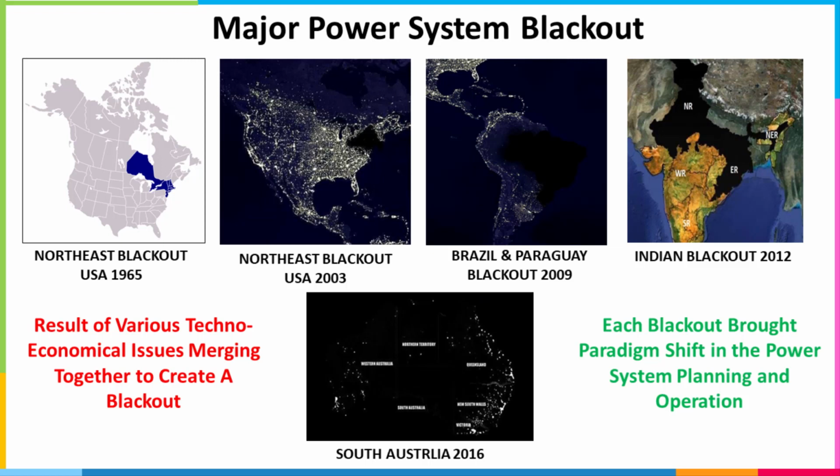So there is a very large paradigm shift in power system planning and operation after each blackout. Everybody learns the lesson the hard way, and then they take certain actions and enforce regulations in such a manner that such problems should not reappear. The problems that were faced in this blackout, we will discuss in part 2.